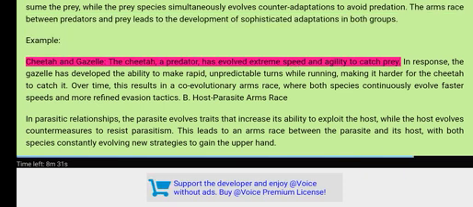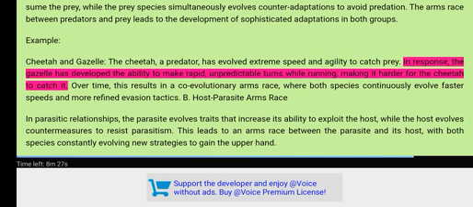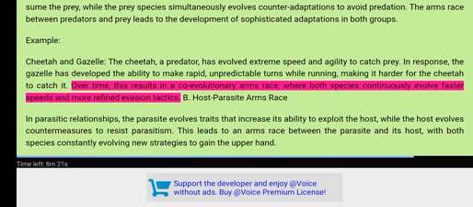Example. Cheetah and gazelle. The cheetah, a predator, has evolved extreme speed and agility to catch prey. In response, the gazelle has developed the ability to make rapid, unpredictable turns while running, making it harder for the cheetah to catch it. Over time, this results in a co-evolutionary arms race, where both species continuously evolve faster speeds and more refined evasion tactics.